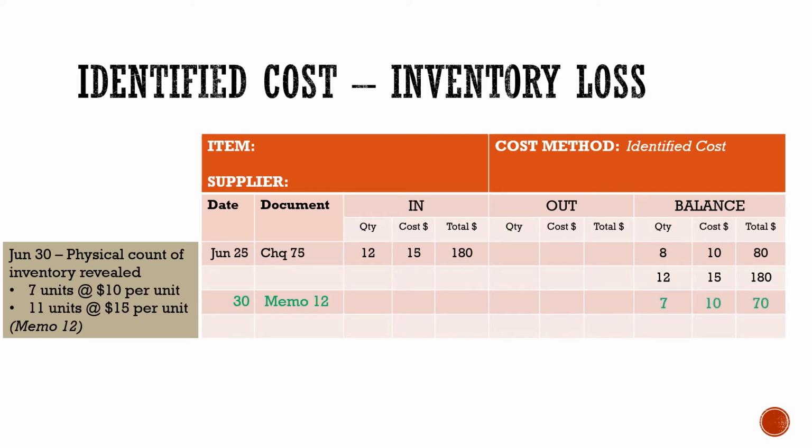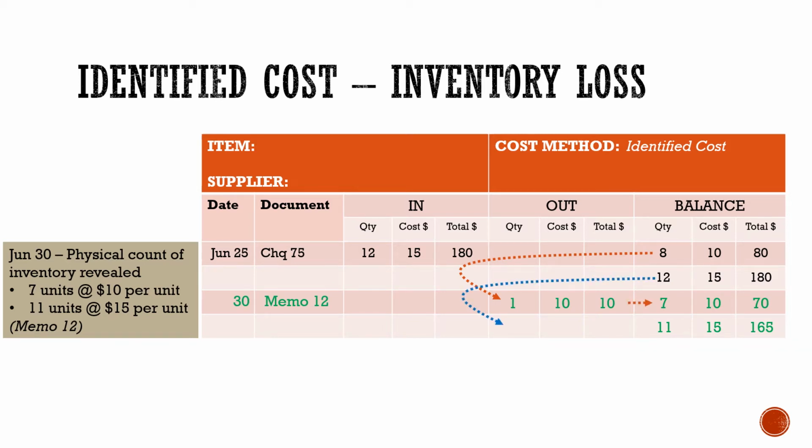So what we do is in the inventory card, we firstly write in the balance column the actual number of units and the corresponding cost prices based on the physical count of inventory that we've done. Then we put through the adjustment, and because we can see that there was a decrease of the number of units from 8 units to 7 units, therefore there was an inventory loss of 1 unit at a cost price of $10, and this is recorded in the out column.